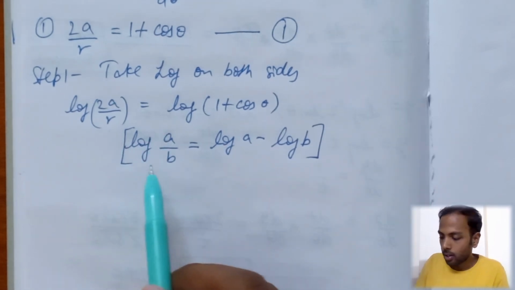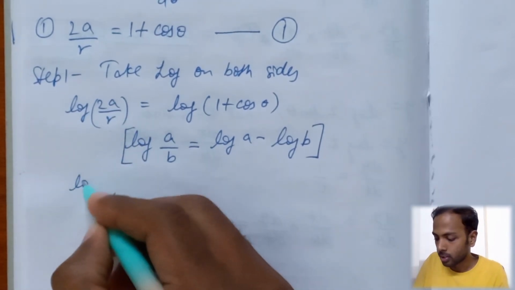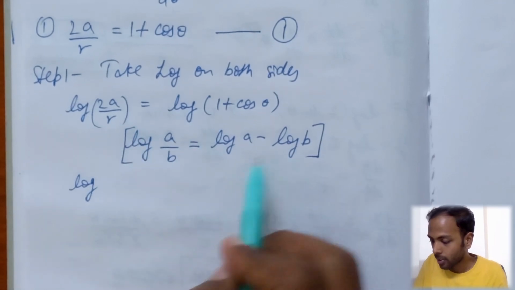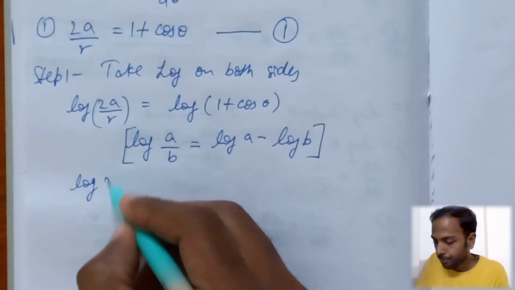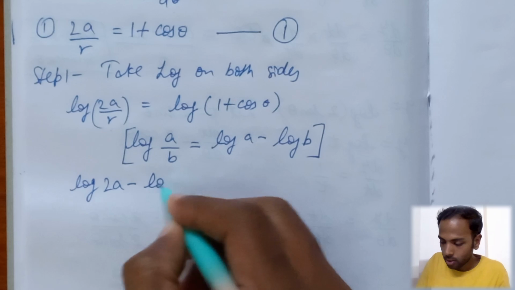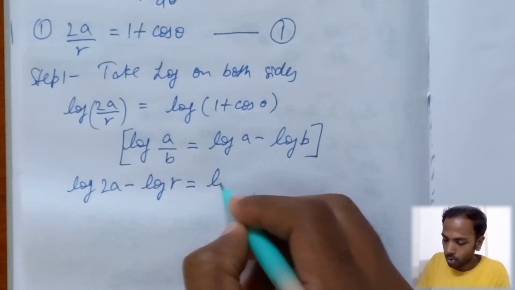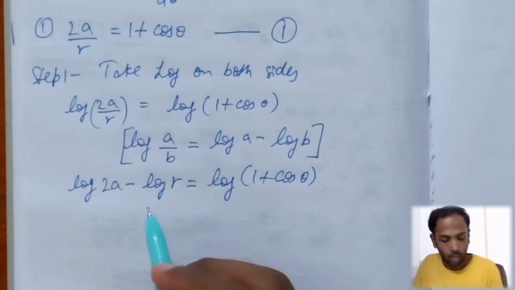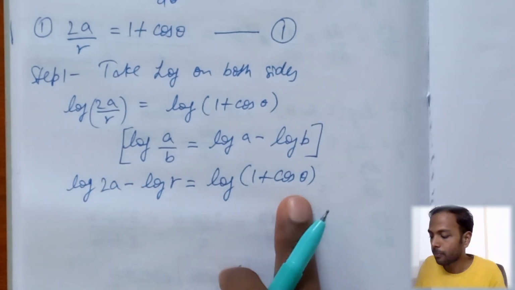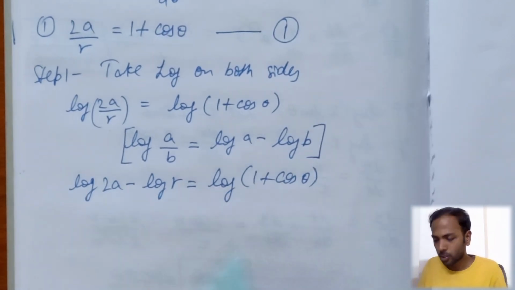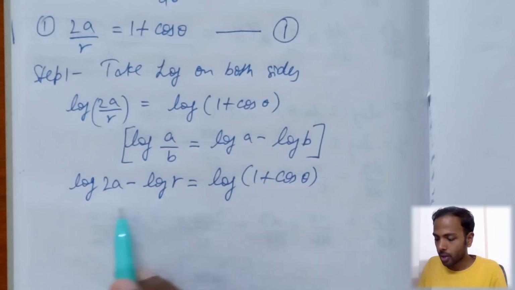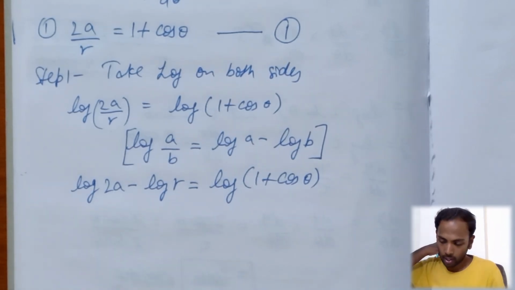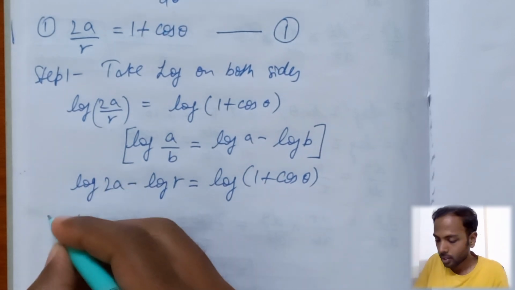Now let's apply this. Consider this 2a as a and r as b, and we'll apply this. So this will become log 2a minus log r is equal to log of 1 plus cos theta; the RHS will remain the same. Okay. So this is step one. You can clearly see that there is not much simplification after this, right? So whenever you feel that this is enough, go to the next step.